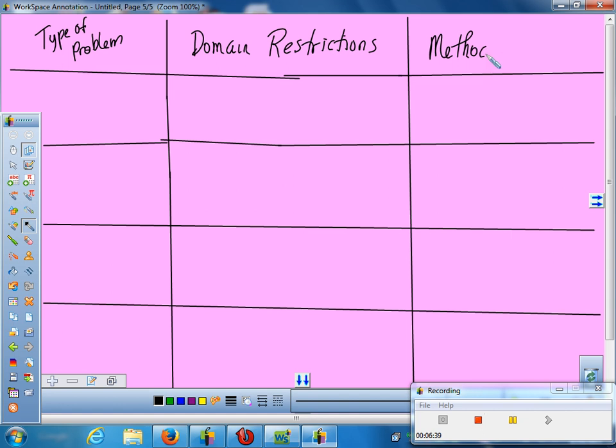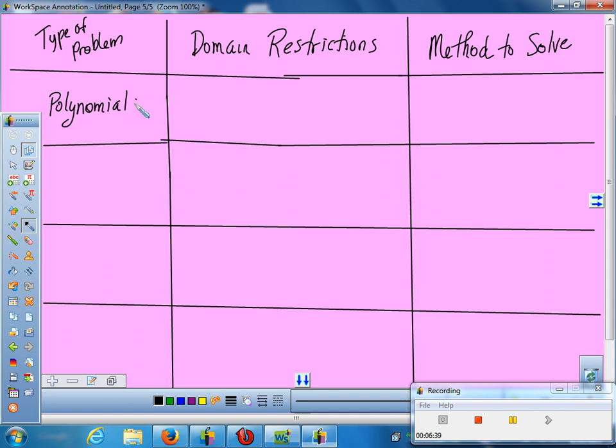Okay, you need to live and die by this chart. When working domain problems, we'll preface that. There are going to be four types of problems I'm going to give you, and we're going to try this with each.